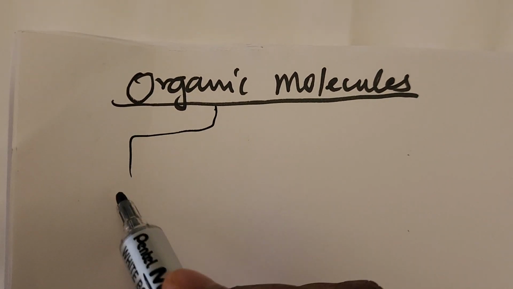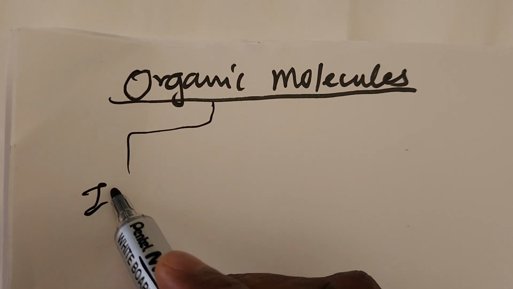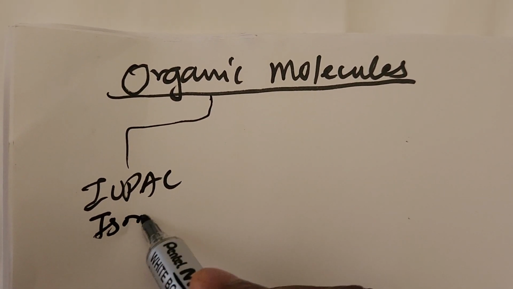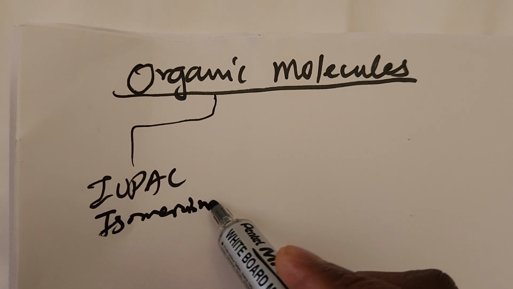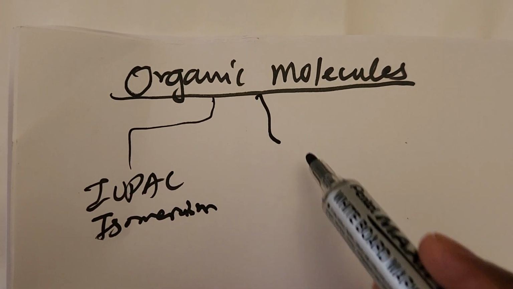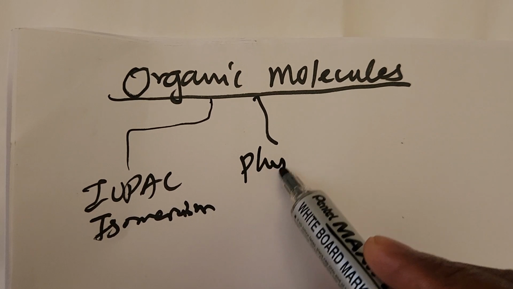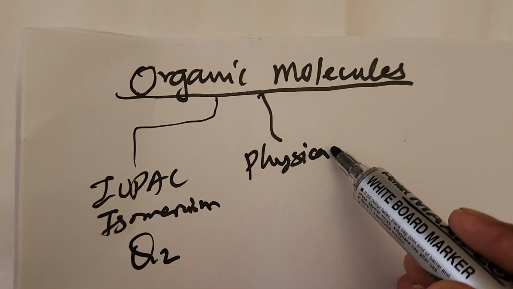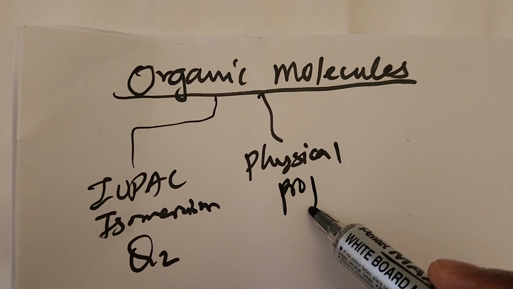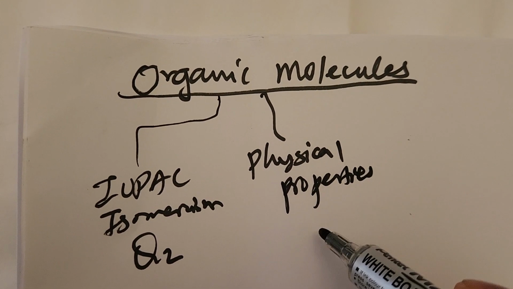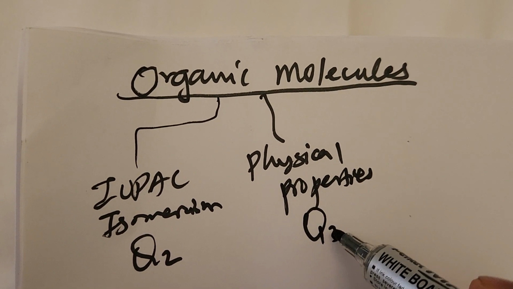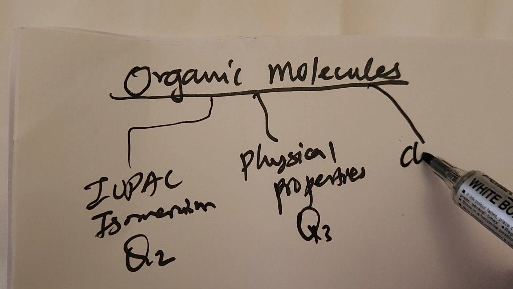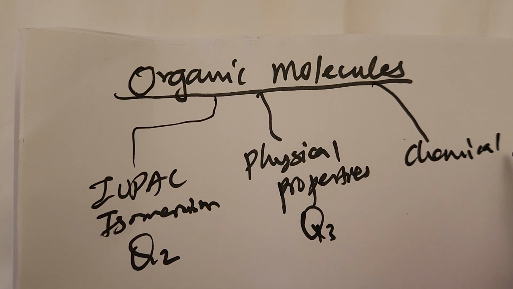One will be based mainly on nomenclature, the IUPAC naming, isomerism, and the like. This is normally question 2 of a normal question paper. Then physical properties will be question number 3, and the last one will be your chemical properties.